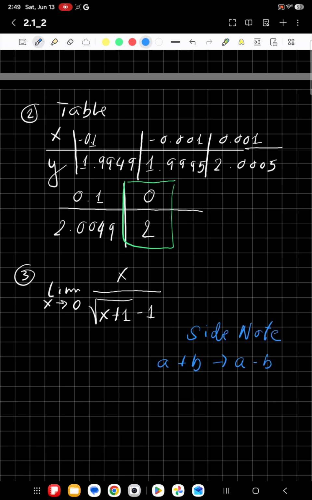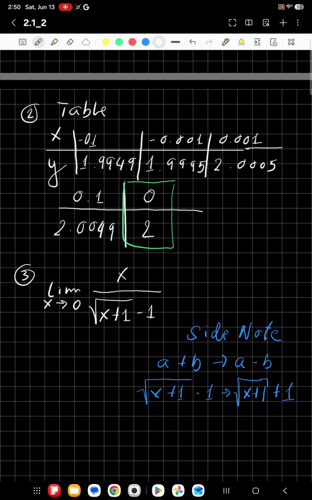So in our case, where I have the square root of x plus 1 minus 1, the conjugate will be the square root of x plus 1 plus 1. Okay, so that's the conjugate that we will use. All right, so let's do that.